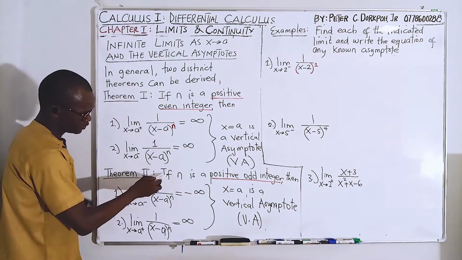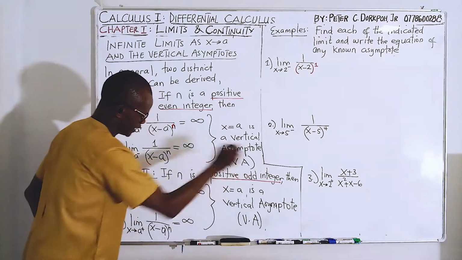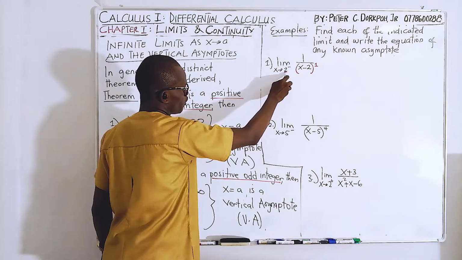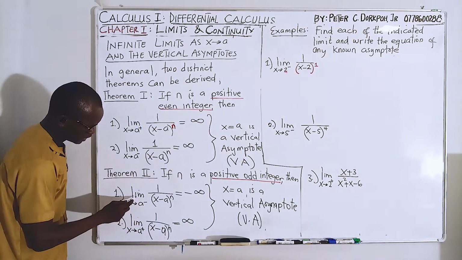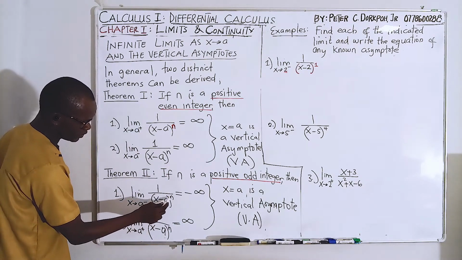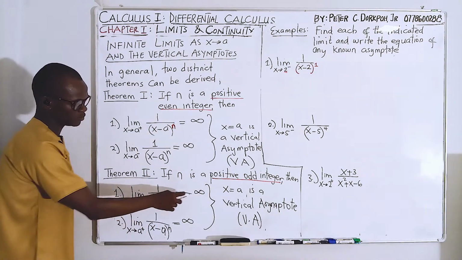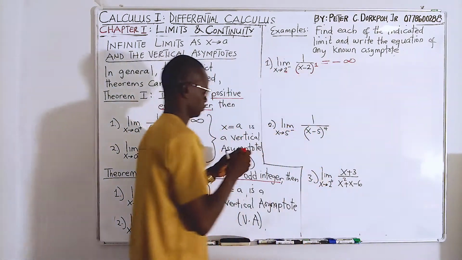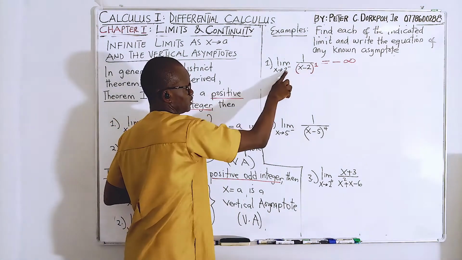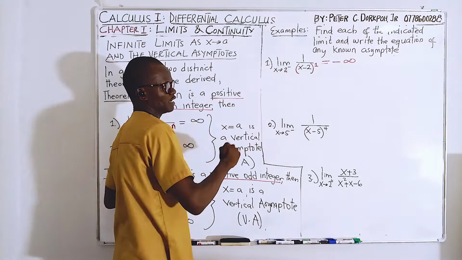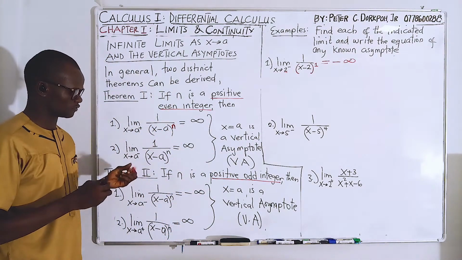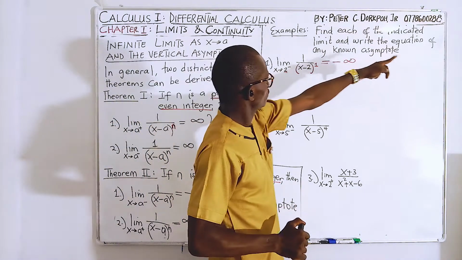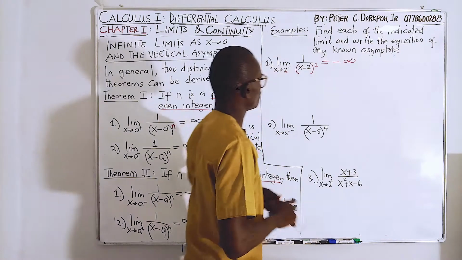In the second theorem, we say if n is a positive odd integer, then, is it approaching a particular value from the left or right? From the left, so we take the first one. The limit of 1 over x minus a raised to some n as x approaches a from the left is equal to negative infinity. So this whole thing is equal to negative infinity. This is our a, and x is approaching a from the left, that is 2 from the left. It's negative infinity.